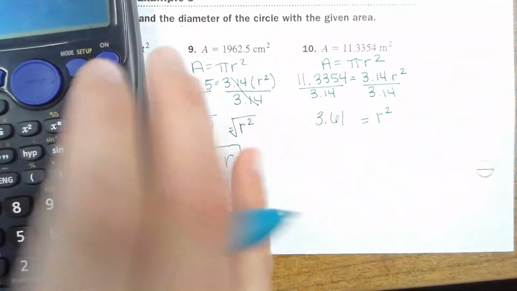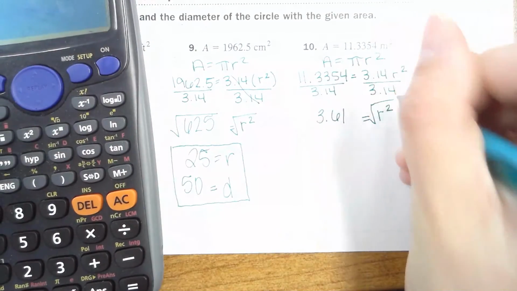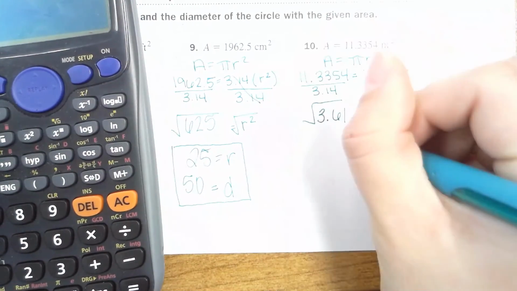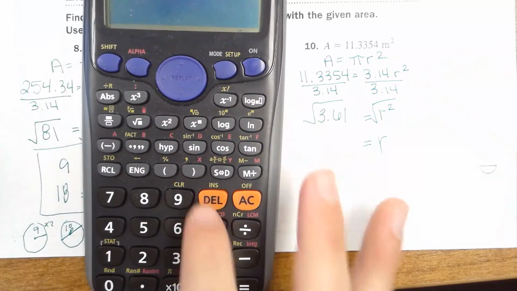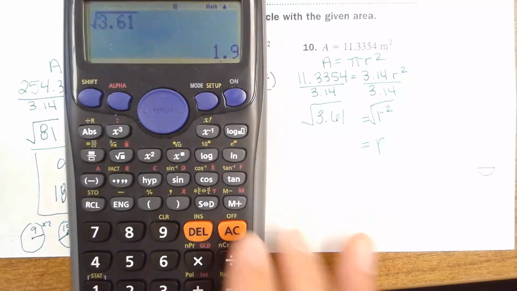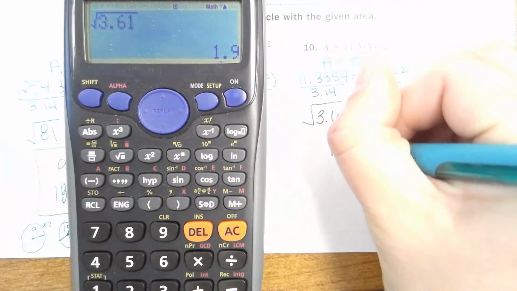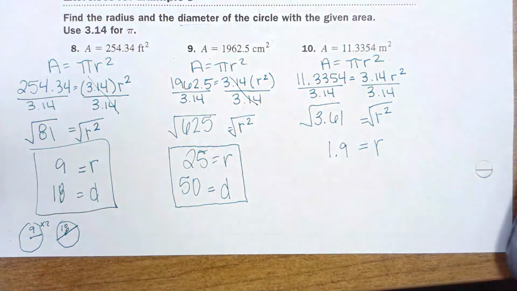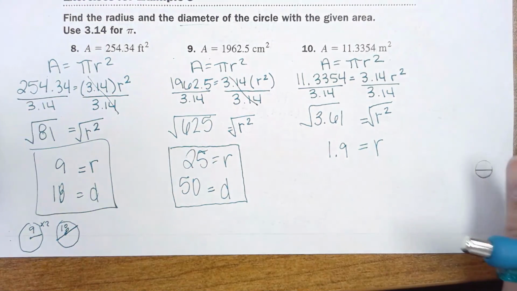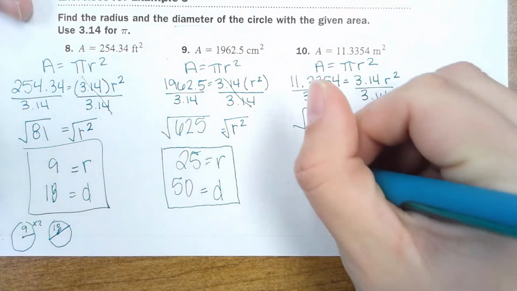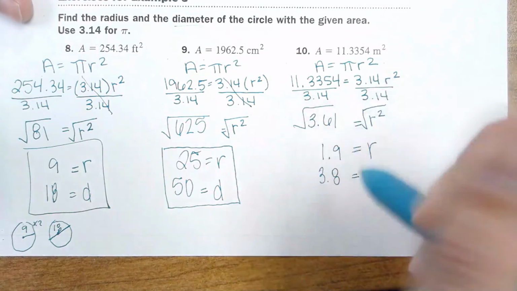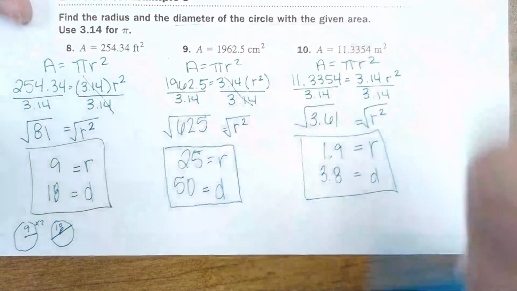And then to get that radius by itself, the opposite of squaring something is square rooting. So we get r equals 1.9. Alright, and then they also want the diameter, so just take that 1.9 times 2, and you would get 3.8. So awesome job if you guys got that.